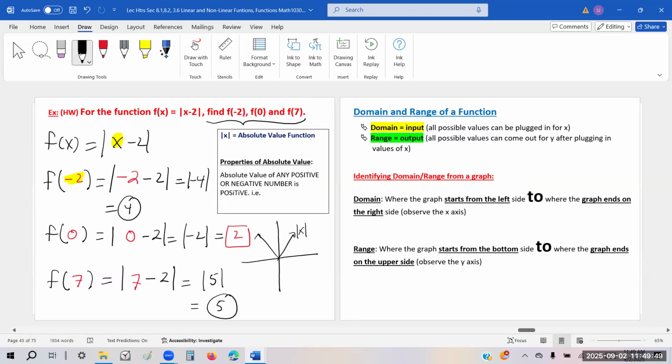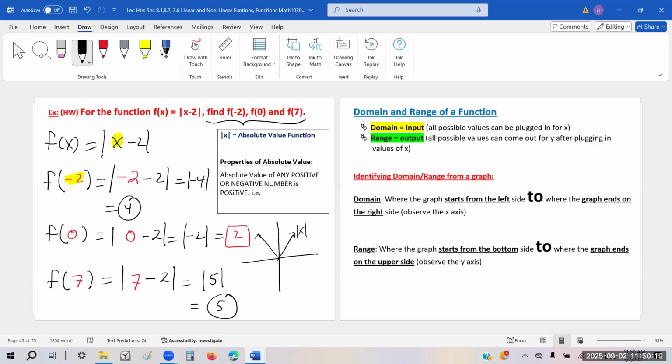Now domain and range again. Domain represents what? And range represents? So in a function or in a graph, to find the domain, you observe what is the smallest x value to what is the largest x value. That's the domain for that graph. If they ask you to find the range, you look at the y values. What's the smallest y value to what's the largest y value? And you put them in interval notation.